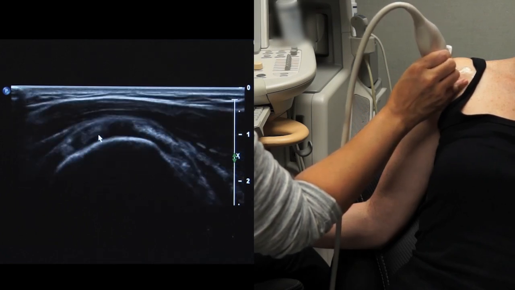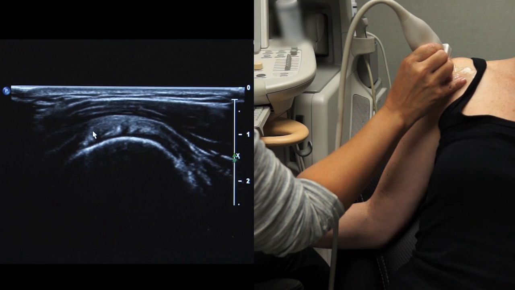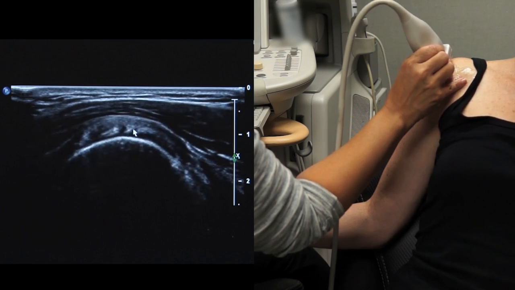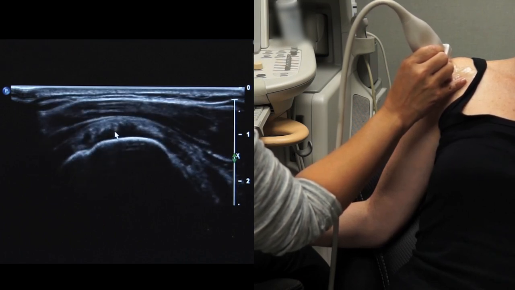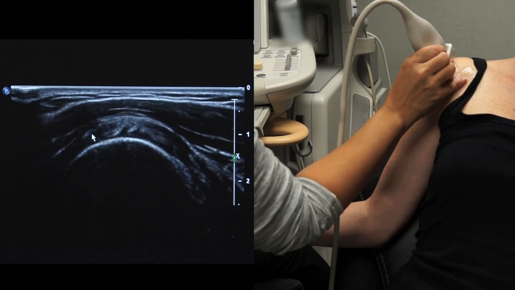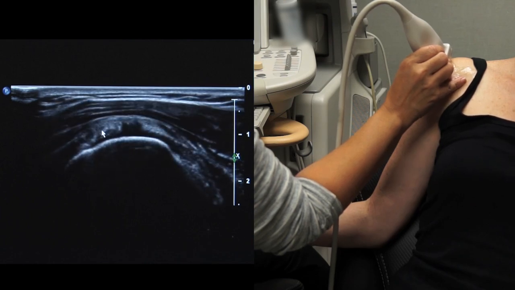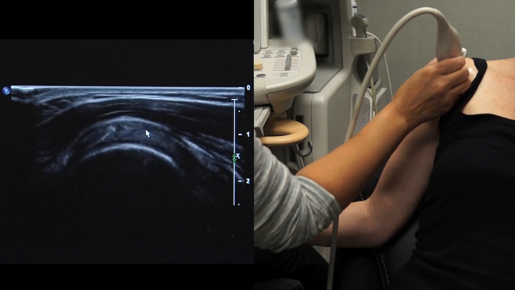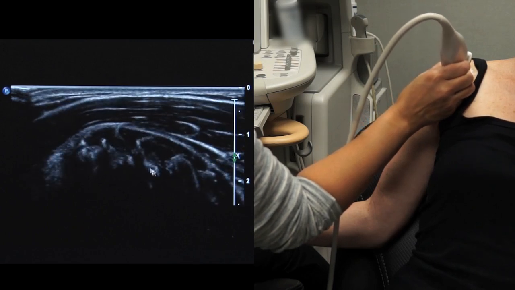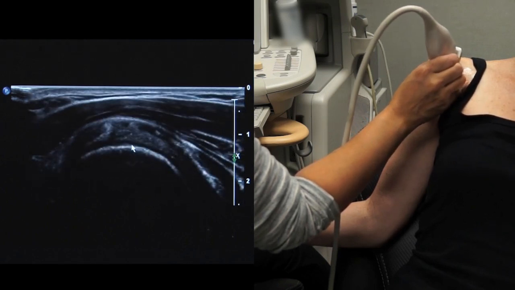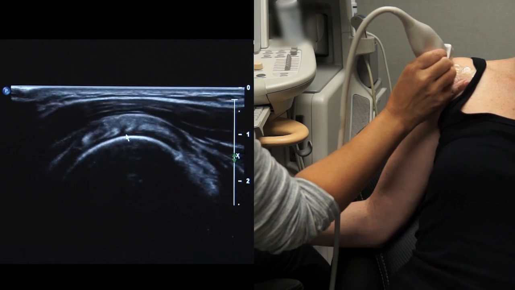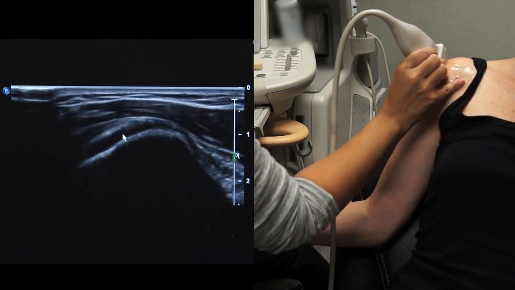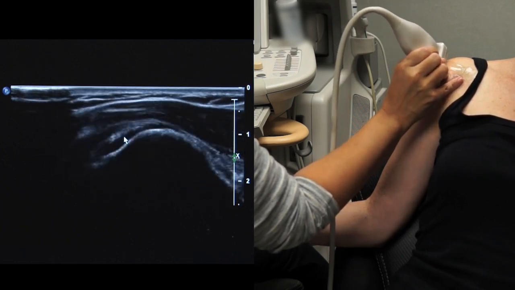Notice that you're not seeing one discrete tendon, but what looks like several tendons, because the tendon fibers do not all run parallel or are not in the same orientation. And you want to scan towards the myotendinous junction. Here we're looking at the muscle. And then you're scanning back towards the lesser tuberosity to watch all the fibers insert.